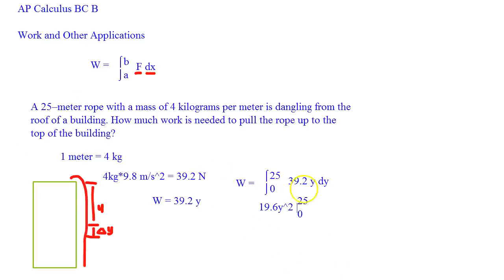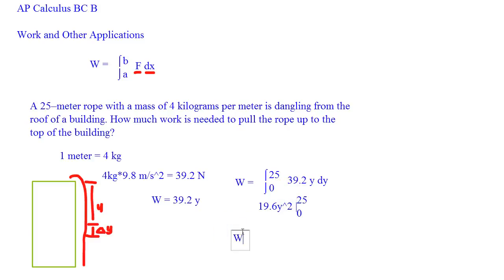That's going to take a lot of force. So the actual work needed to move this rope up to the top of the building is 12,250 newtons of force, or newton meters. Okay, joules, if you want to get really technical. Okay. All right. Let's try another problem.